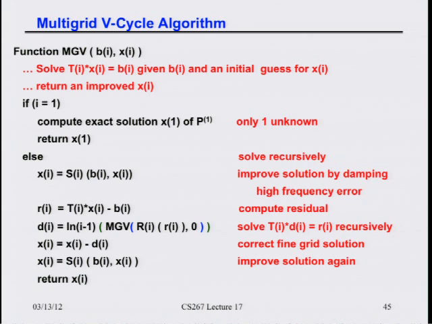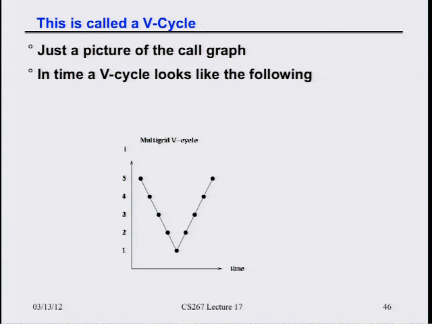So that's all you need to know, except, of course, what do these operators do? They do some averaging with their neighbors, and I'll show you that with pictures. So why is this called a V-cycle? That's a funny name. It's really just a picture of the call graph. So let me just draw a V and explain why this is called a V-cycle.